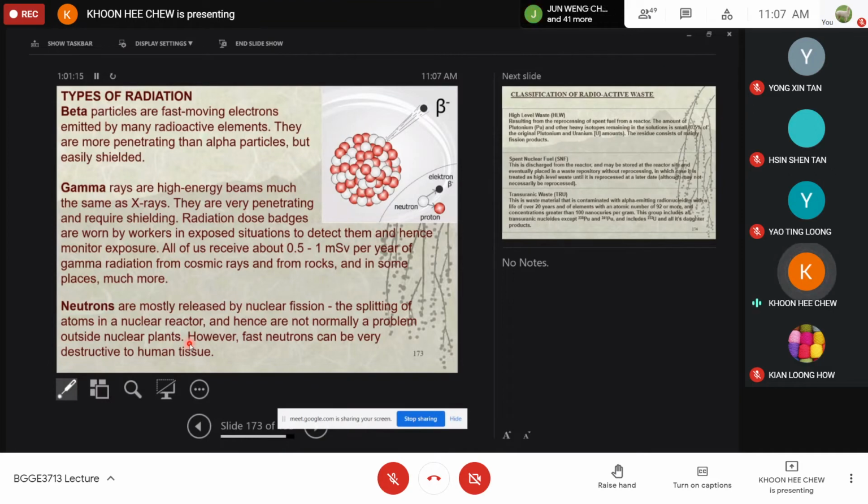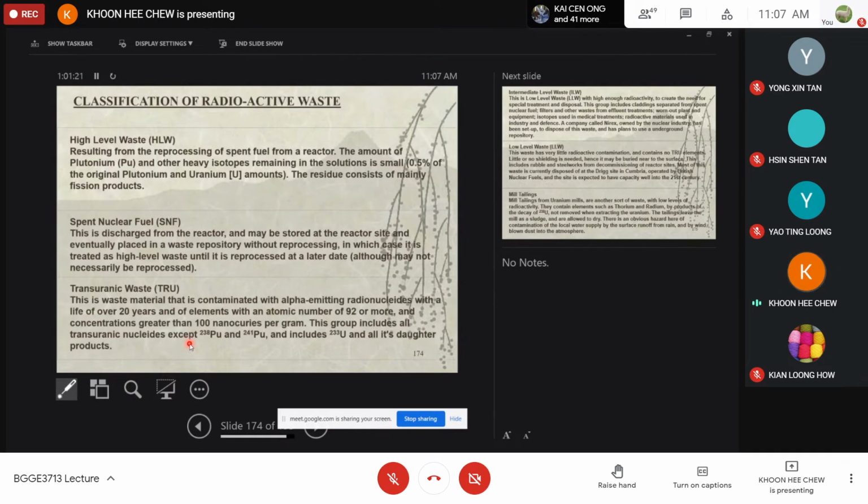Just now we were also talking about high level waste and low level waste. Let's look at the classification of radioactive waste. The high level waste results from the reprocessing of spent fuel from the reactor. The amount of plutonium and other heavy isotopes remaining in the solutions is similar to the original plutonium and uranium.